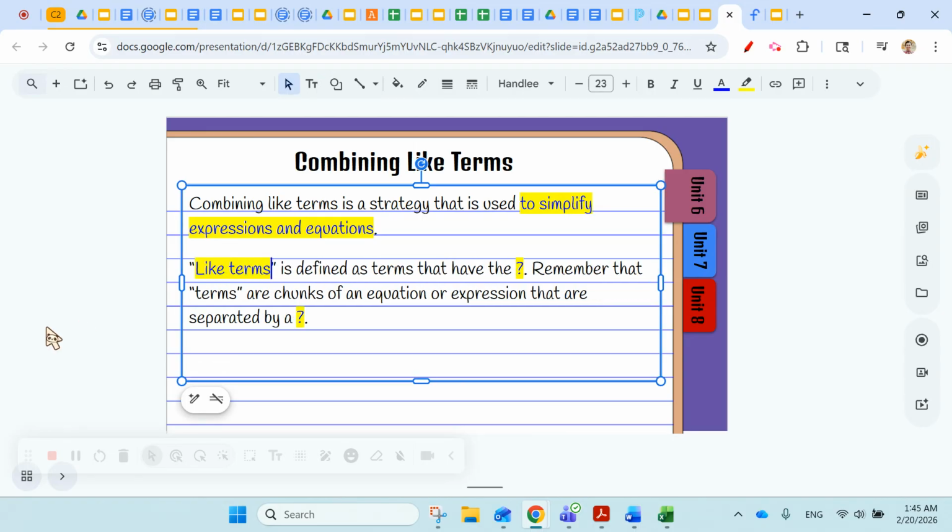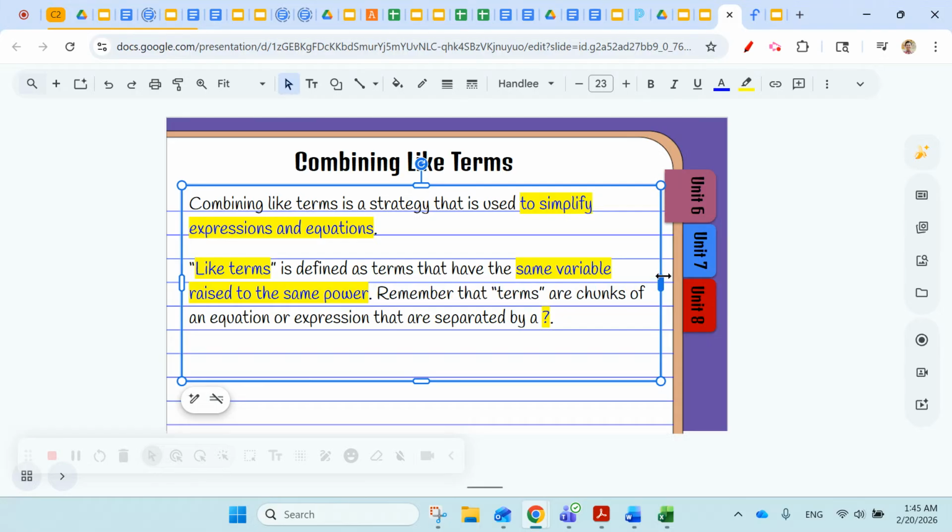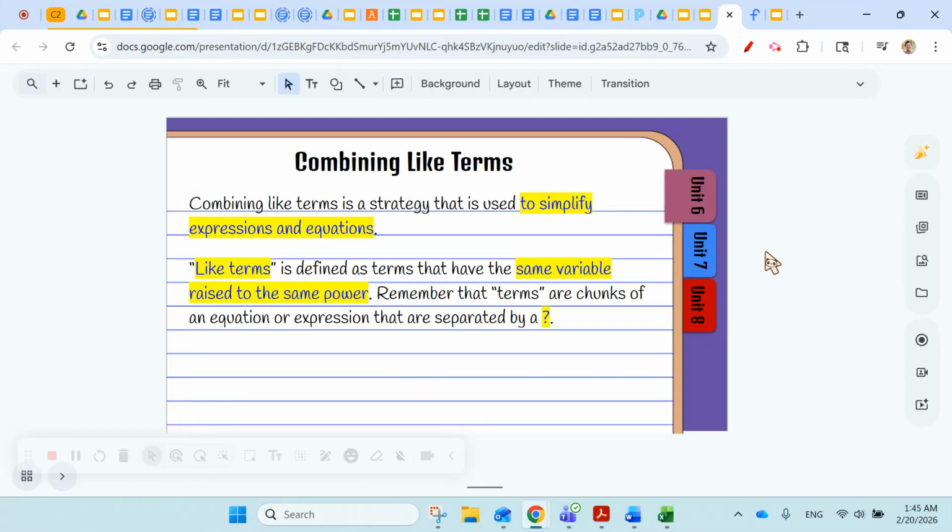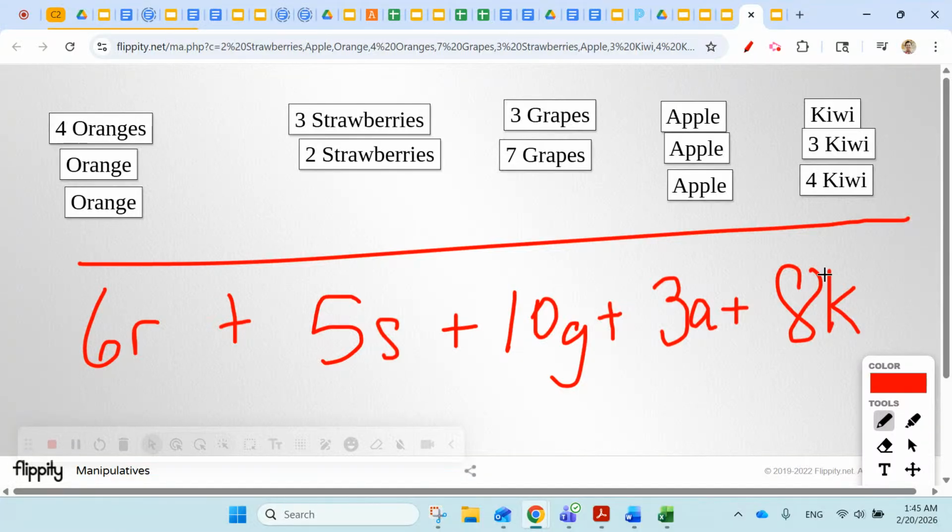Like terms is defined as terms that have the same variable raised to the same power. You're going to see what that means some more on the upcoming slides. But we can only combine things that are the same. So like I was saying, we're not going to combine a G with an A. The grapes and the apples, we're going to keep them separate.